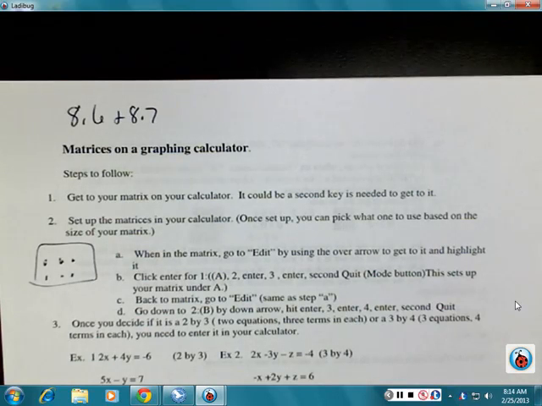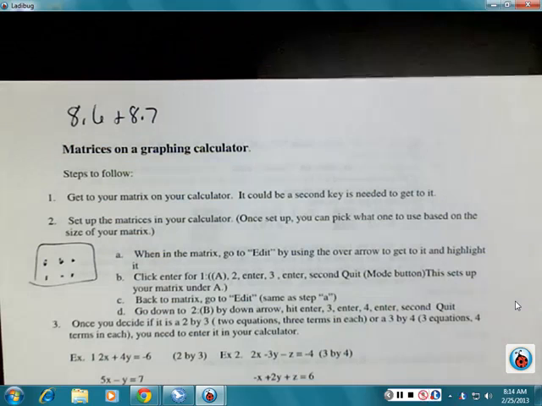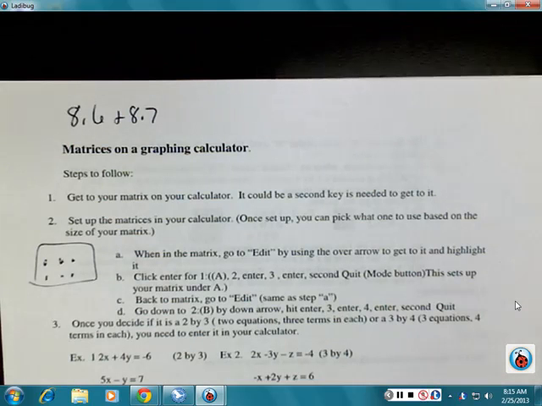If you're not in matrix, it won't get you at the right spot either. Okay, so second, matrix, over to edit, hit enter, then hit 2, enter, 3, enter, and second quit. Then go second matrix, over to edit, go down to B, hit enter, and then go 3, enter, 4, enter, second quit. Yep. Everybody there?